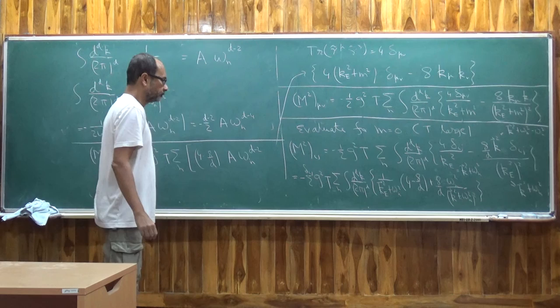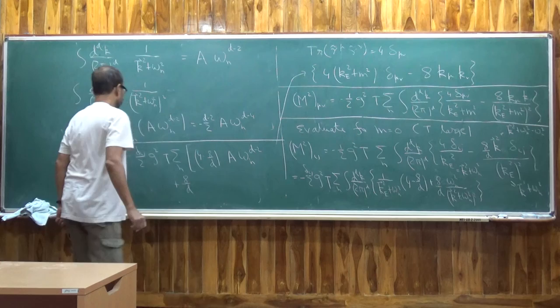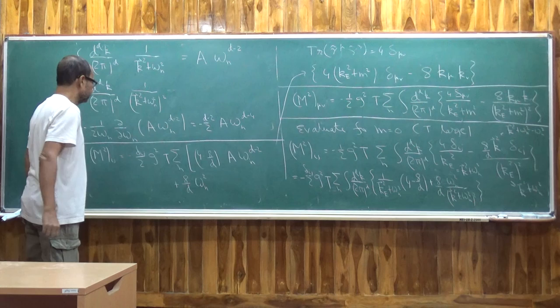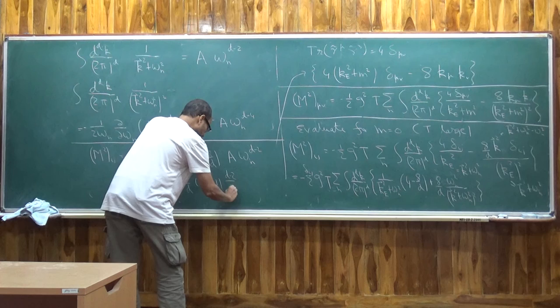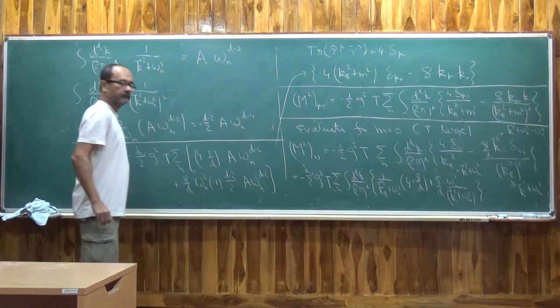Then you have plus 8 over t omega n square, and then minus d minus 2 by 2 a omega n to the power d minus 2. D minus 4.